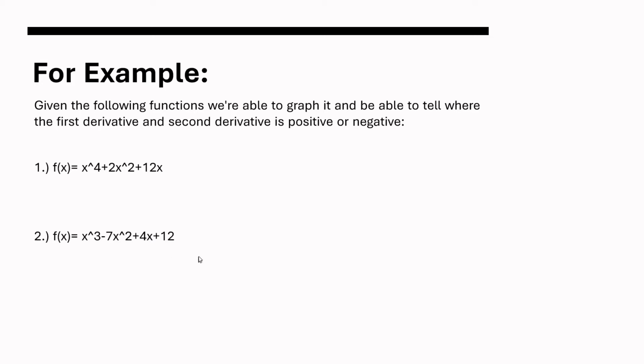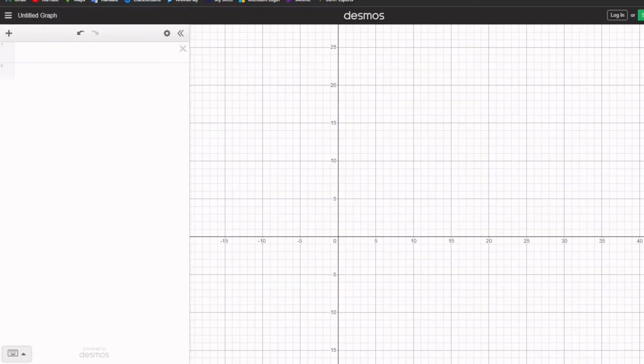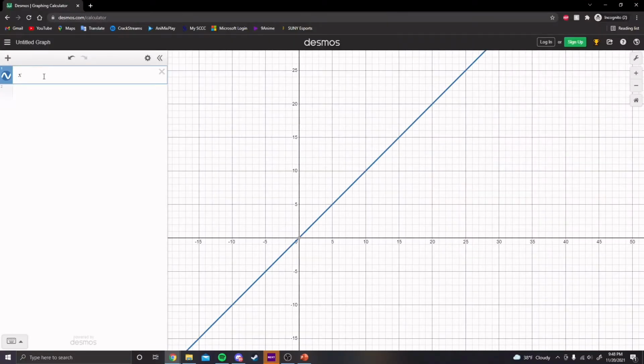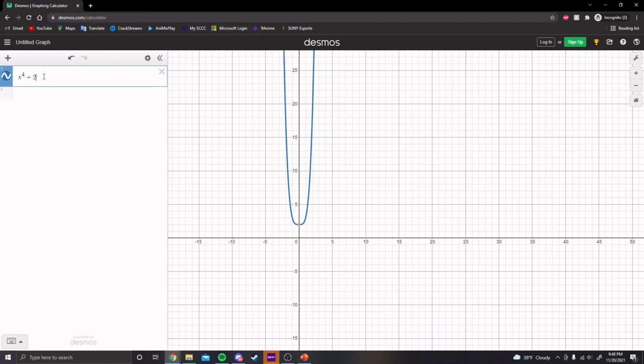Let me rewrite it here because it can be a little tough to see. So we have x to the fourth plus 2x squared plus 12x. So we're not going to be solving algebraically. Instead, we're going to be using our very own applet that we use a lot. We're just going to be using Desmos. I figure that's the best way to visually show the difference in these derivative graphs. So we have the regular function f of x, which is x to the fourth plus 2x squared plus 12x.